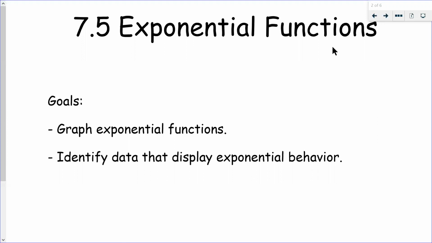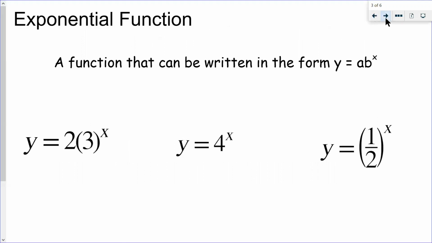Hopefully from your do now, you explored and you were able to make some discoveries about what an exponential function should look like graphically and everything. So let's jump right into it.